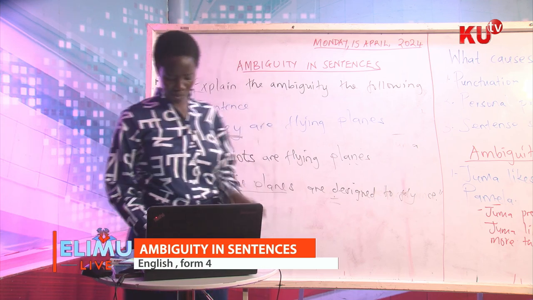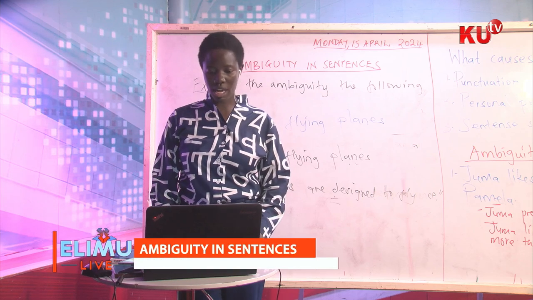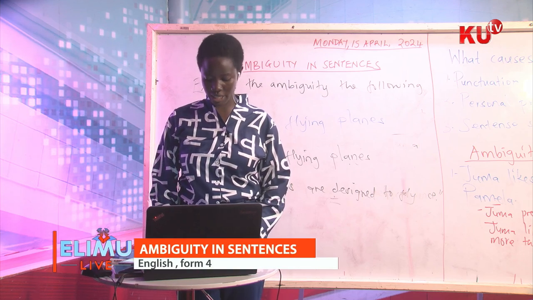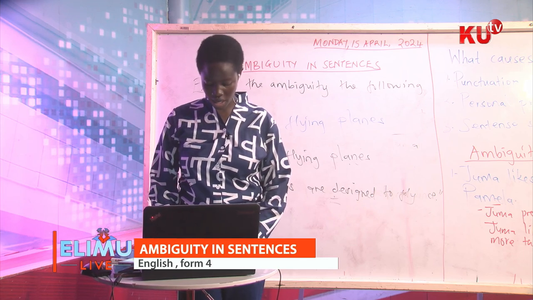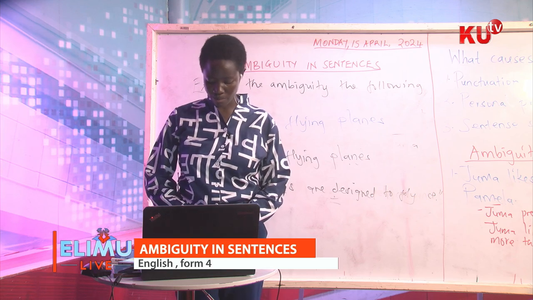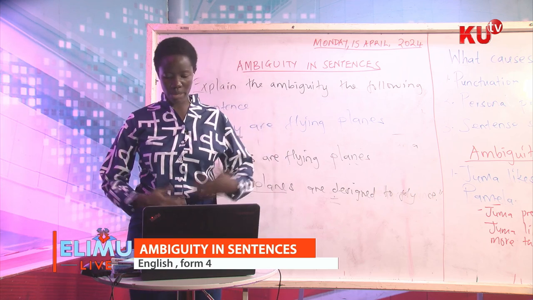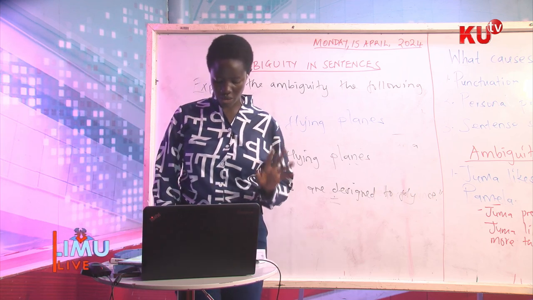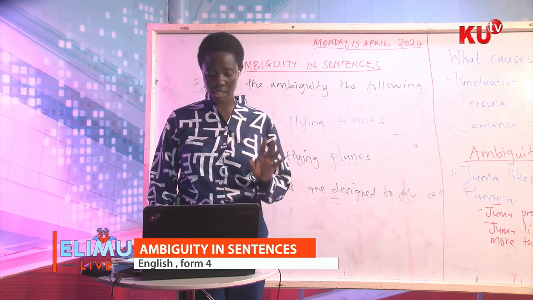So back to our questions. The last objective was to attempt an exercise. I've given you three questions. Valentine spent all the money he had set aside for emergency. He narrated to him his success story, and the chicken is ready to eat. So I believe you now can tell the two meanings of the sentence.